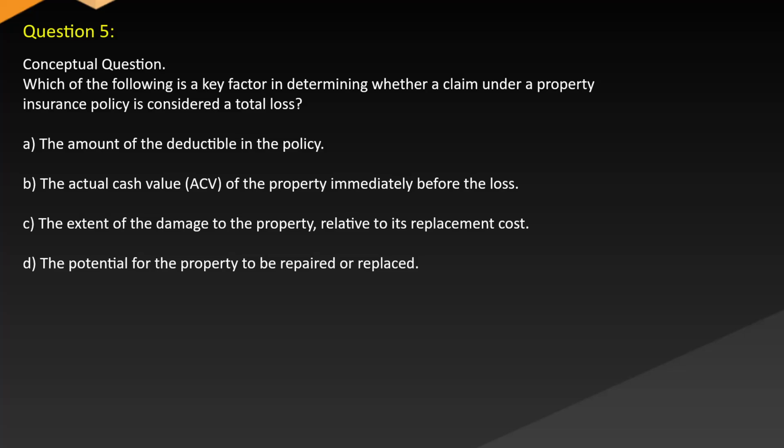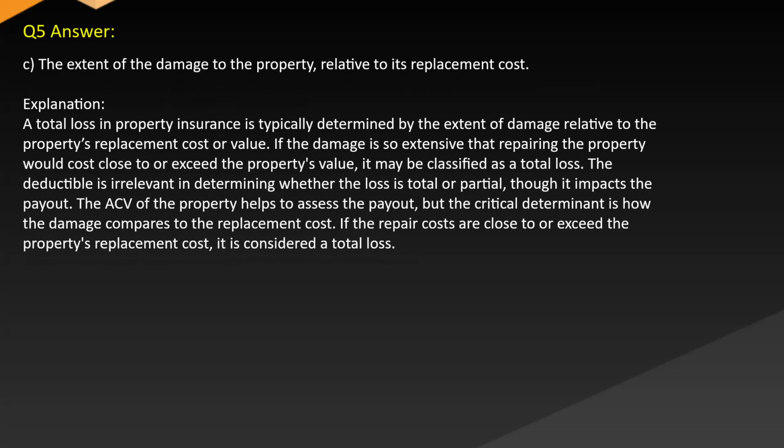A. The amount of the deductible in the policy. B. The actual cash value of the property immediately before the loss. C. The extent of the damage to the property relative to its replacement cost. D. The potential for the property to be repaired or replaced. Answer: C. The extent of the damage to the property relative to its replacement cost.